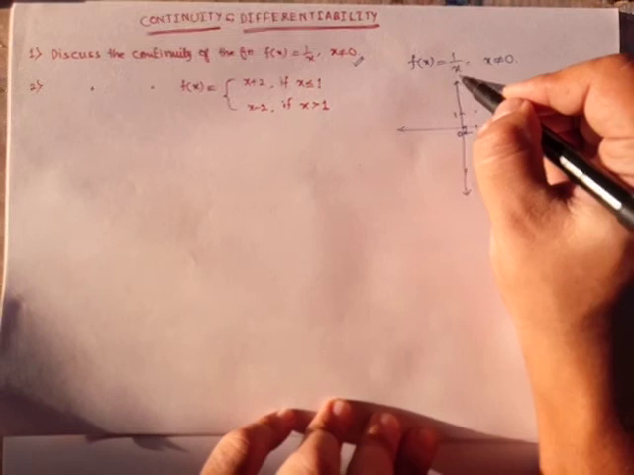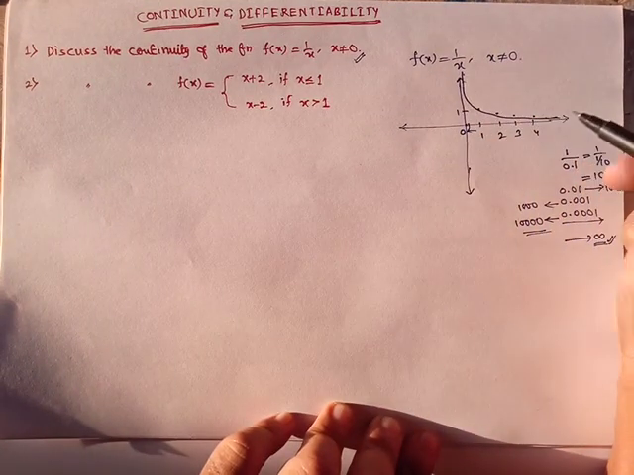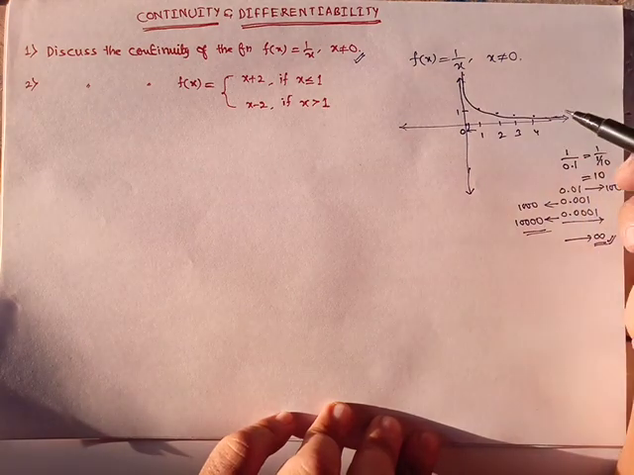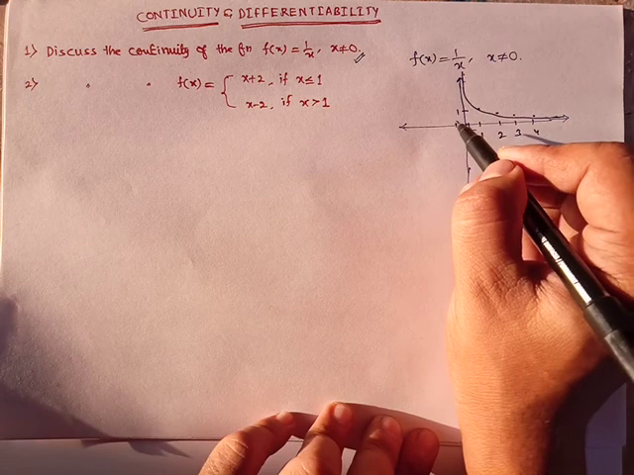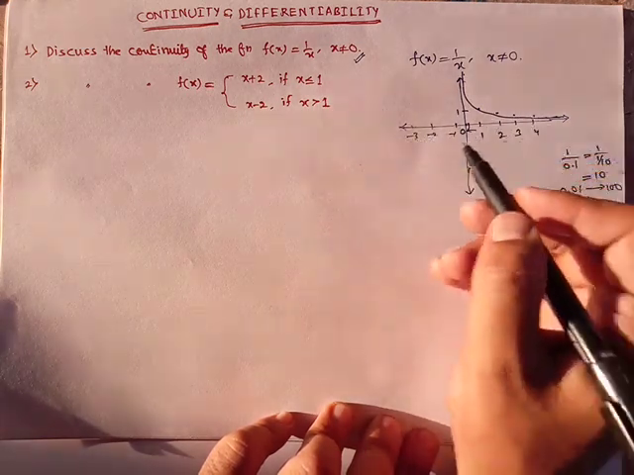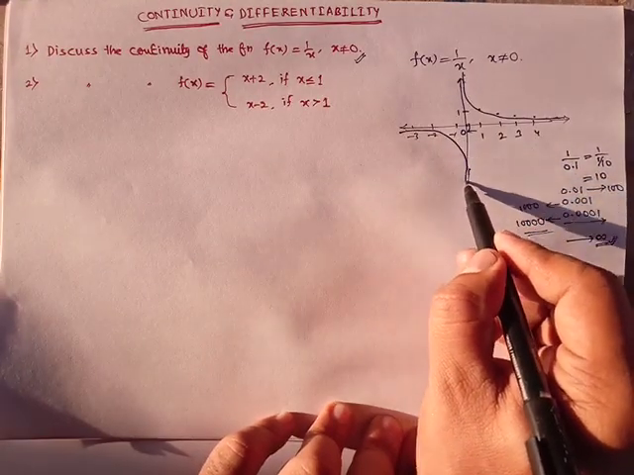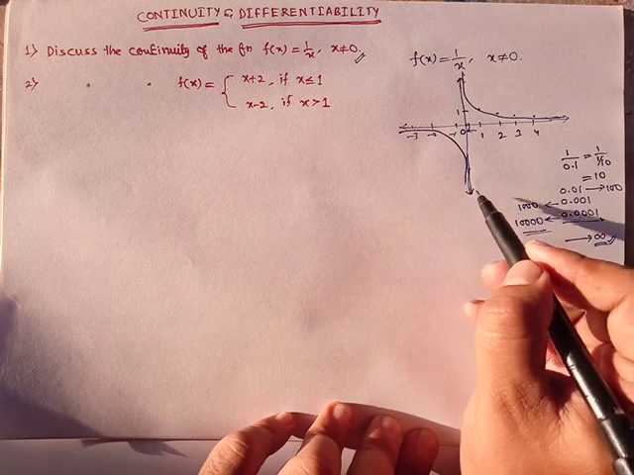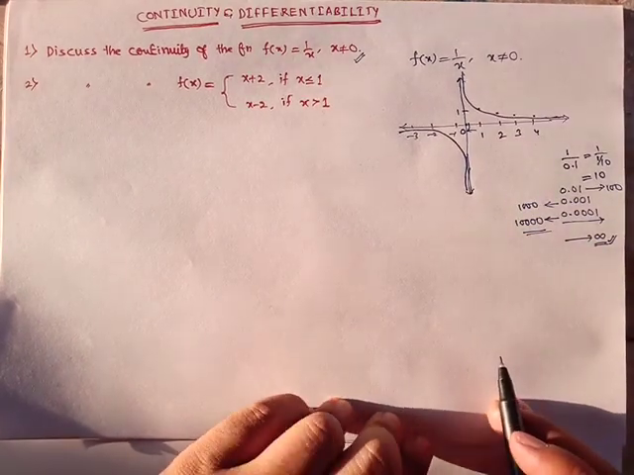This way you can join all the points, and this will be your graph of f of x when x is greater than 0. In the same way consider the negative side also. Directly I am writing -1, -2, -3, and so on. The same graph is taken, it will not touch here, and it will reach plus infinity and minus infinity. This will be your graph.